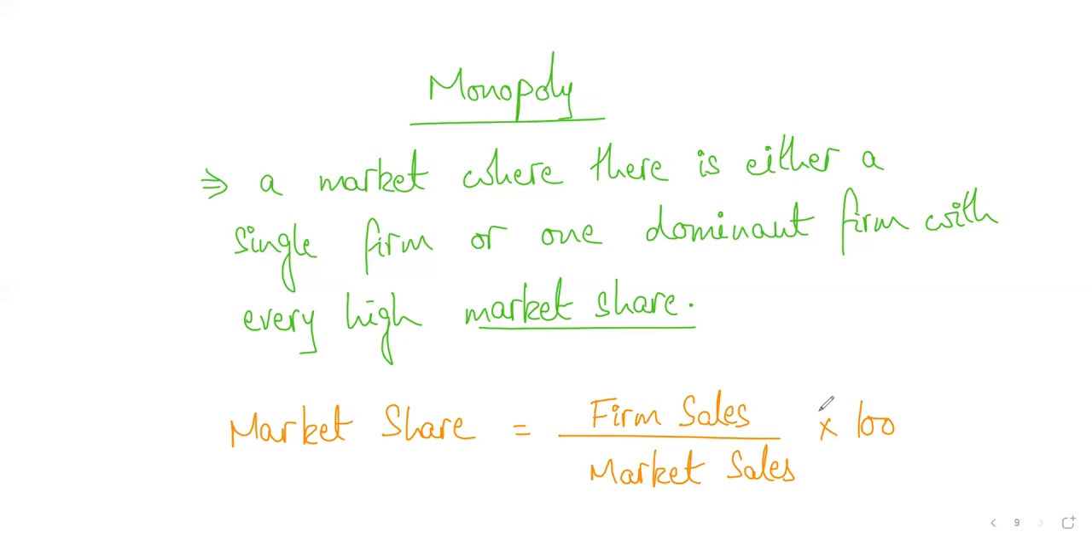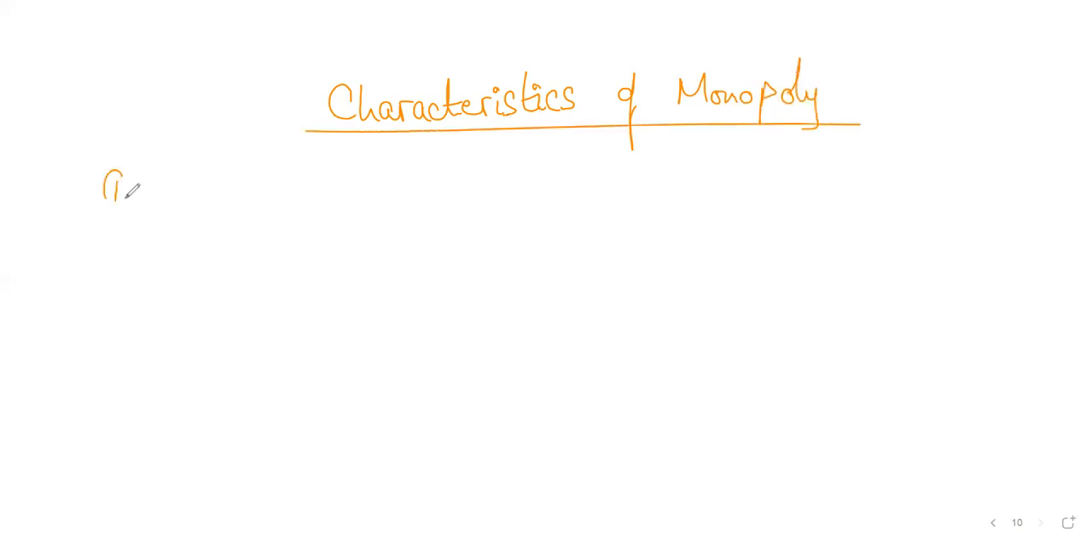Okay. Now, this being said, what we'll do next is talk about the characteristics of monopoly, just like we did for perfect competition. Do you remember we talked about how there are a lot of firms, and there are no entry and exit barriers, and we discussed all those things. So, characteristics of monopoly. Monopoly, we have already discussed. Now, what are the main characteristics or features that define this type of market structure?